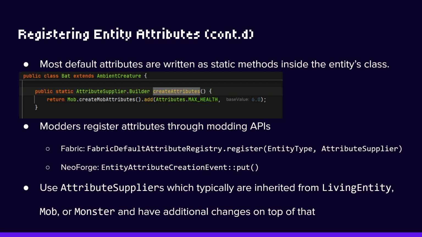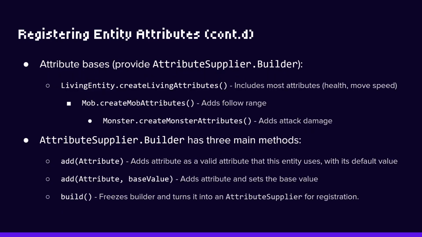Attribute suppliers are usually inherited from living entity, mob, or monster. Those are the three base attributes. Living entity includes basically all of them: health, move speed, all the things that any living entity would use. Then mobs add the follow range one. That's important for AI because it determines how far they follow you from, like a zombie that sees you. And then monster adds the attack damage attribute.